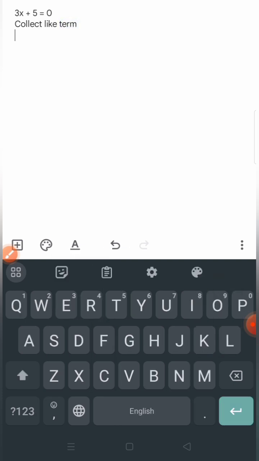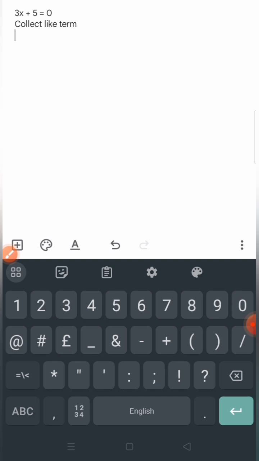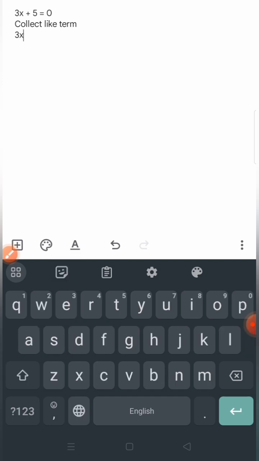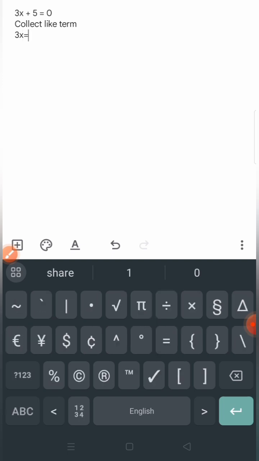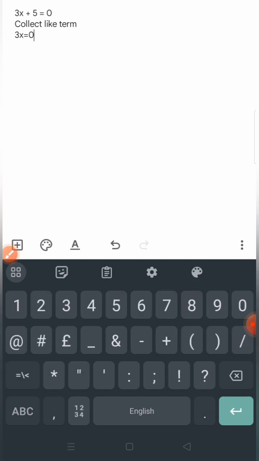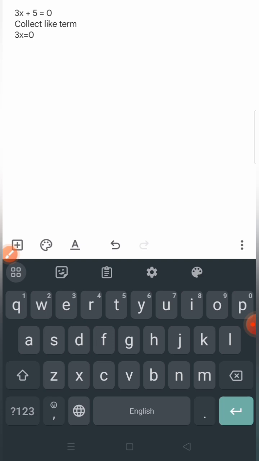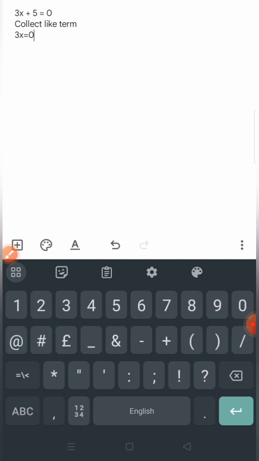Collect the like terms. You also need to note that in collecting like terms, any sign that crosses the equal sign, if it is negative, will become positive. If it is positive, it will become negative. Now the positive sign is crossing the equals to 9, so it will be negative.